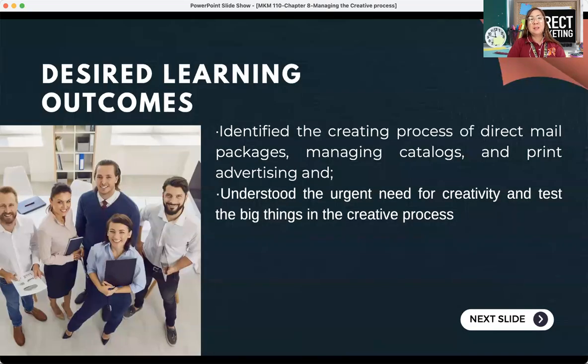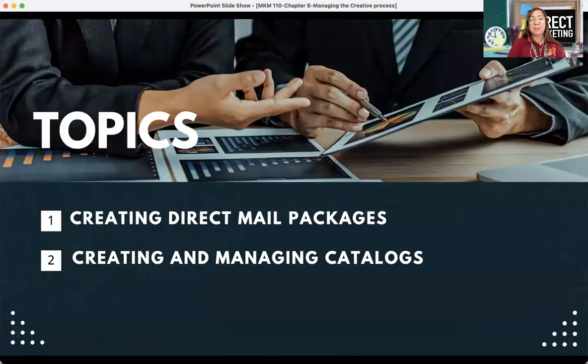But before that, let us discuss the desired learning outcomes. First, we're going to identify the creating process of direct mail packages and managing the catalogs. Second, we're going to understand the urgent need for creativity and test the big things in the creative process. Although we already discussed what direct mail is and how we're going to process it, this time we're going to understand more. So these are the topics: creating direct mail packages, and creating and managing the catalogs.